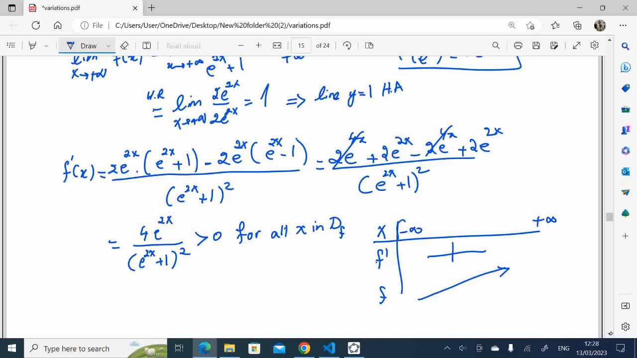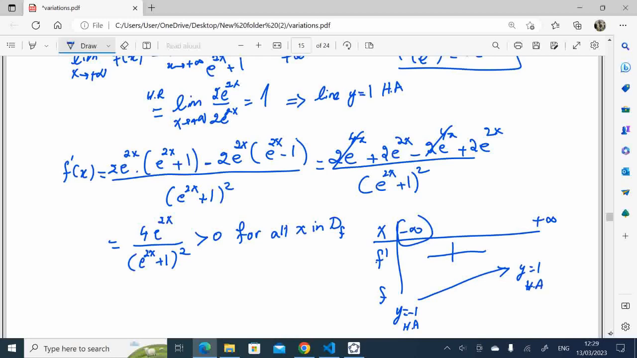As x approaches minus infinity, we have seen the limit will be negative 1, which means y = −1 is a horizontal asymptote. And at plus infinity, the limit was 1, which means y = 1 is a horizontal asymptote. So here y = 1 horizontal asymptote.